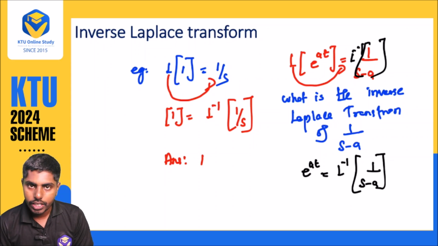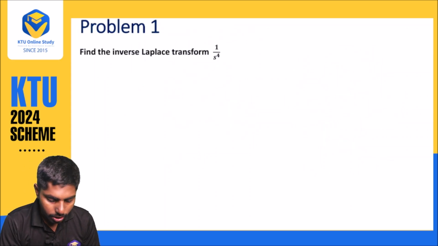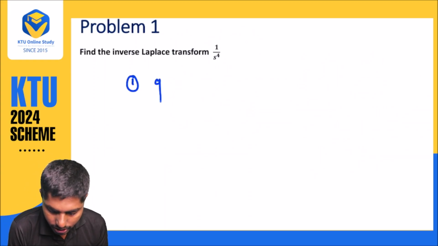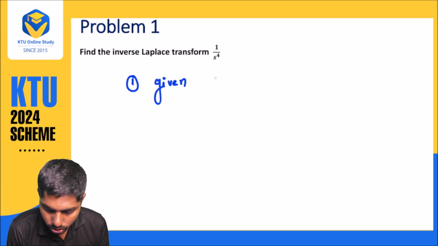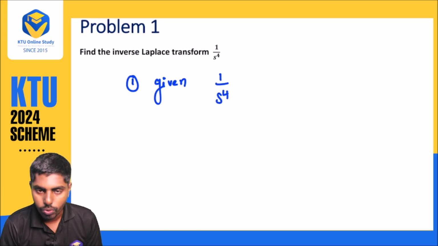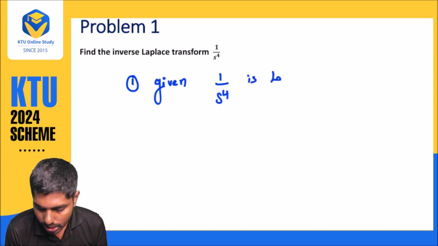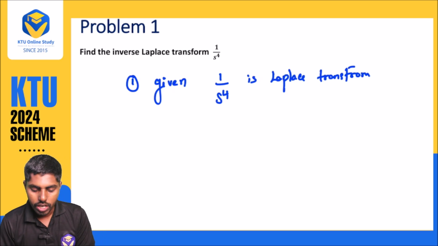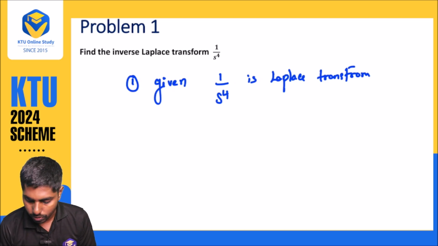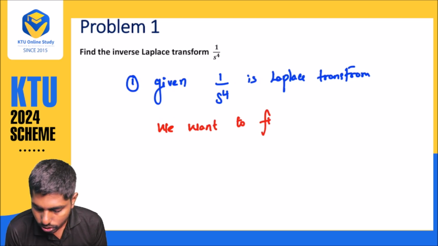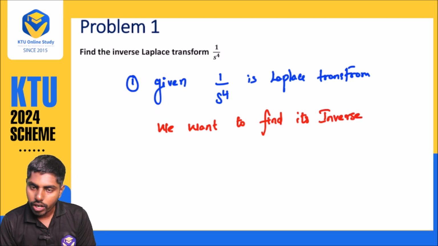Now we will directly go to problem number 1. So what is problem number 1? First step is writing the given. They have given 1 by x power 4 is a Laplace transform. What are they asking to find out? We want to find the inverse of that Laplace transform. We want to find its inverse.